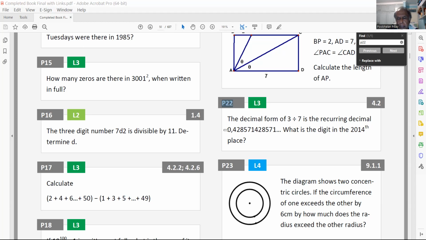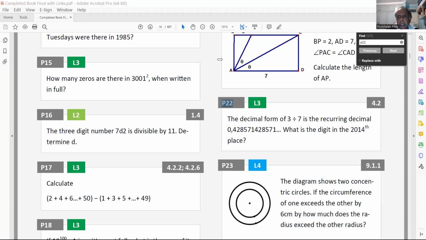All right, we see that the digit in the first place is 4, and you have 428571. Those numbers are repeated, 428571. So essentially you have groups of 6. They keep repeating themselves, groups of 6. And you want to know what is in the 2014th place. So the question can be answered if you know how many groups of 6 there are in 2014.